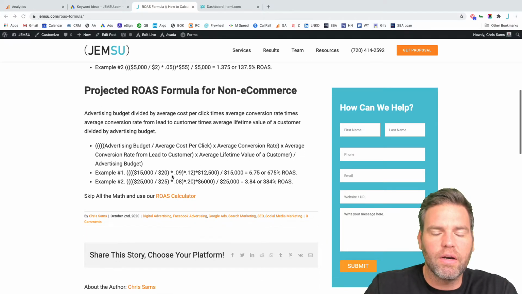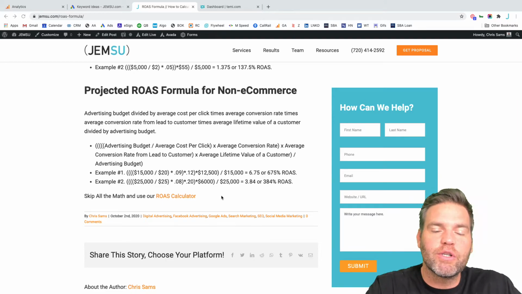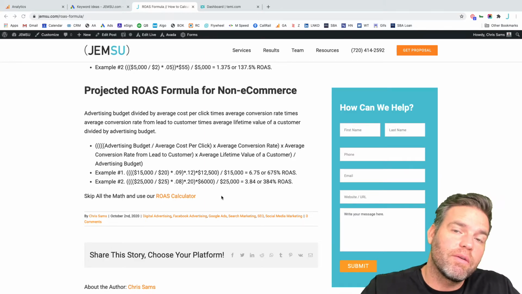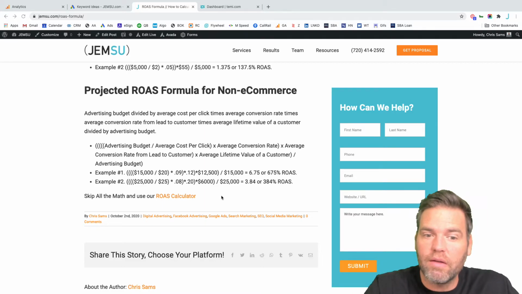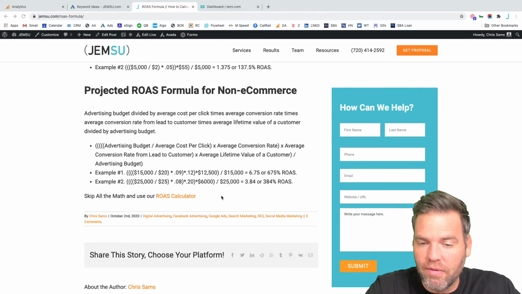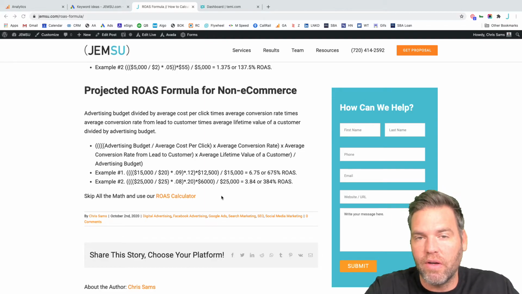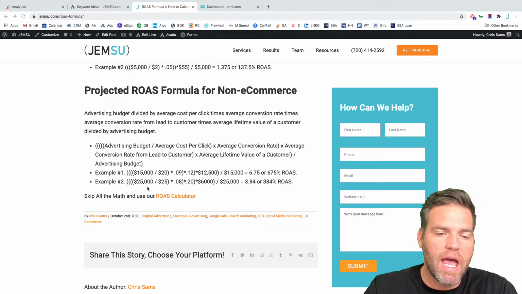So an example here is if we had a $15,000 ad spend and our average cost per click was $20 and the conversion rate was 9%, and the conversion rate from a lead into a customer is 12%, and the lifetime value of a customer is $12,500, in that case, the return on ad spend would be 675%.